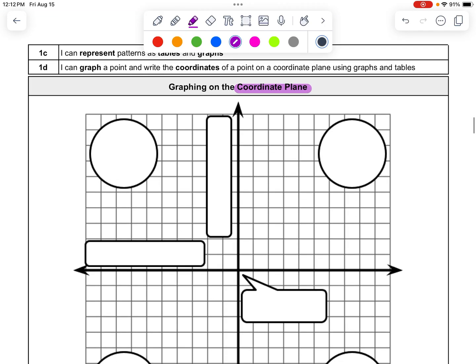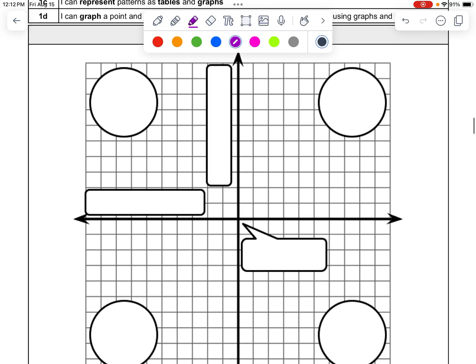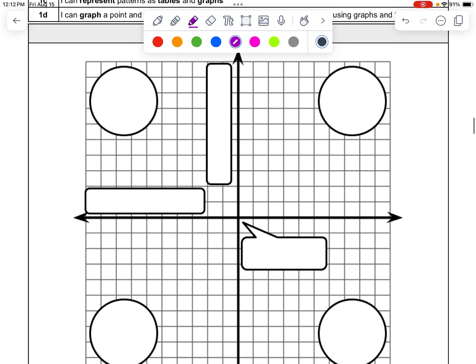sections. First, I'm going to teach you some vocabulary about the coordinate plane, and a lot of this is vocabulary you might have heard before. I just want to refresh your memory about some of the terms you need to know. The first term is x-axis. The x-axis is the horizontal axis on the coordinate plane.